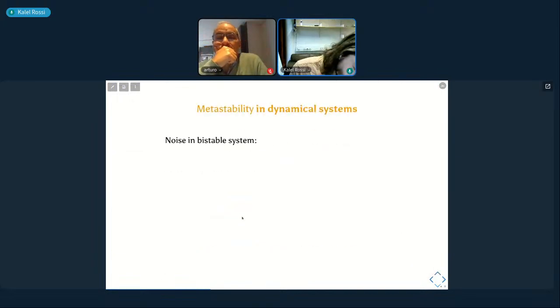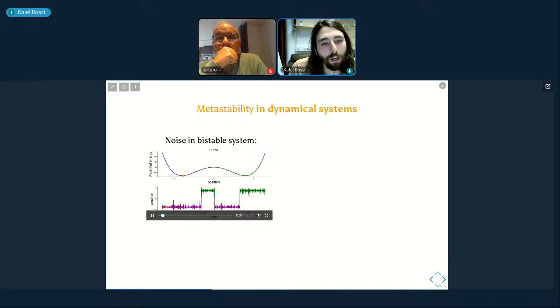Before I show some examples of this, I just wanted to mention how metastability is quickly viewed in dynamical systems, and there are two common examples. One is a bistable system with noise. So here, let's say you have a gradient system. With this potential energy, you have two attractors at the bottom of each of the wells.